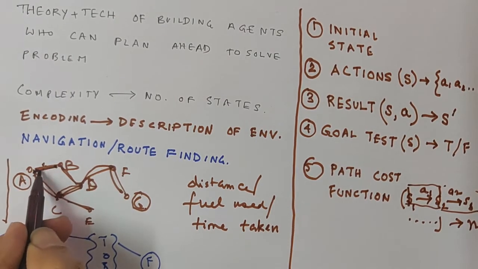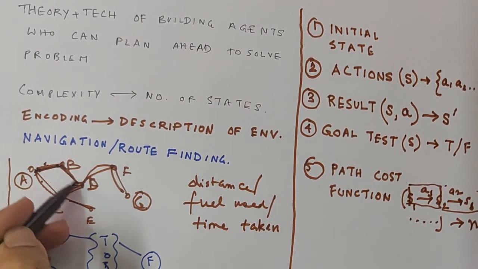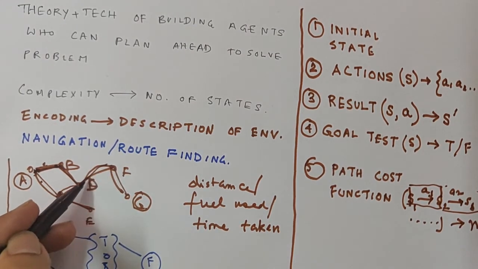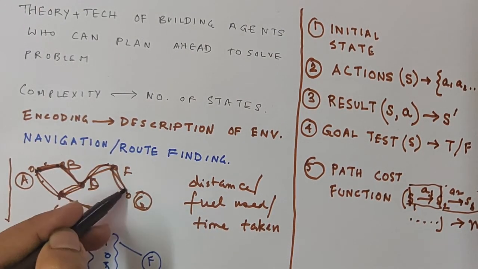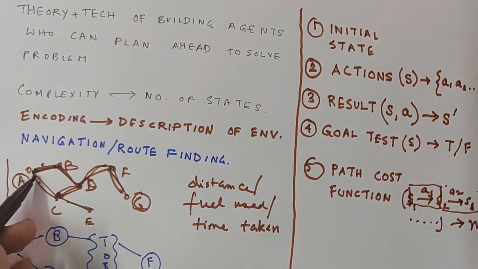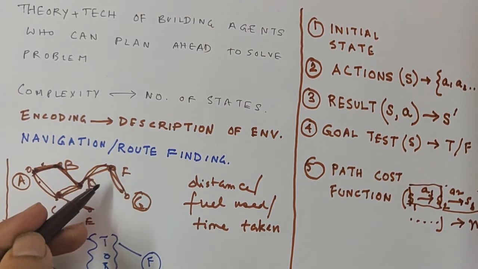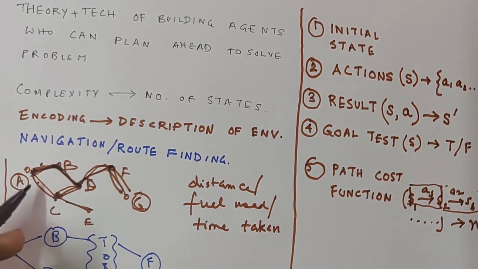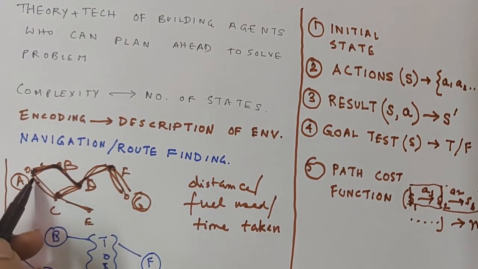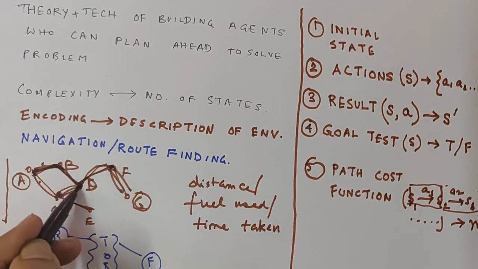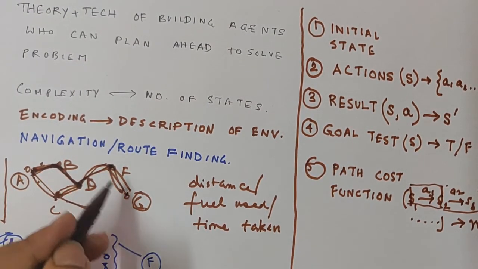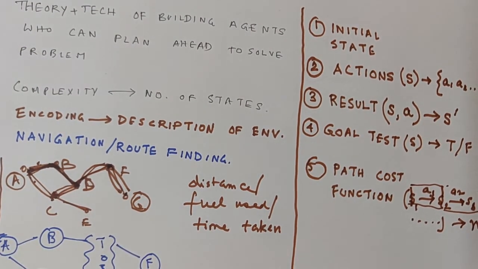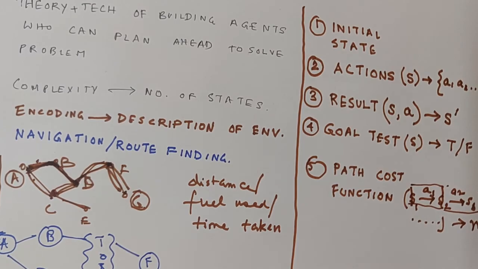So all these can be examples of step costs. From A to B, one step cost; from B to D, another step cost; from D to F, another step cost; and from F to G, another step cost. The summation of all these step costs will give me the path cost from A to G along the path A, B, D, F, G.